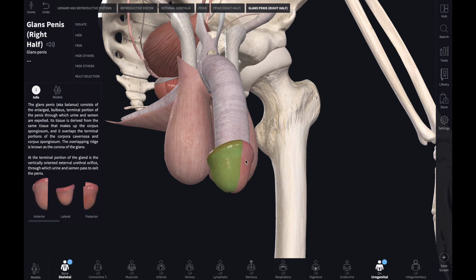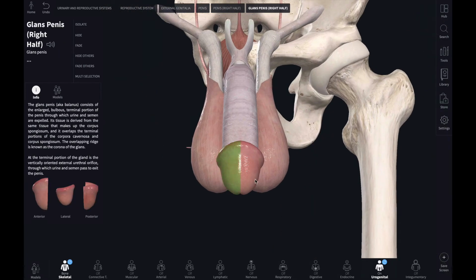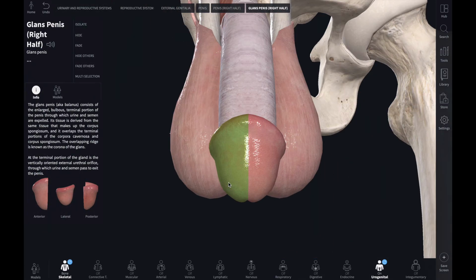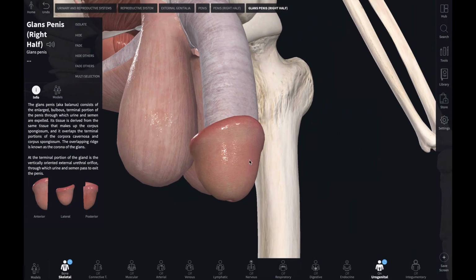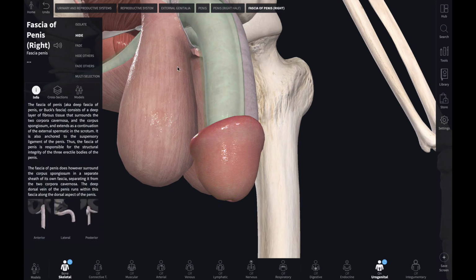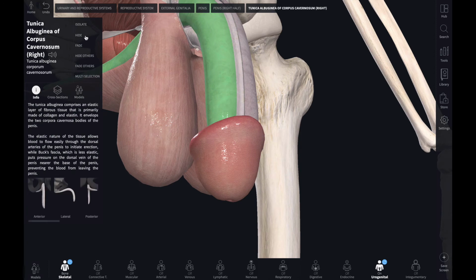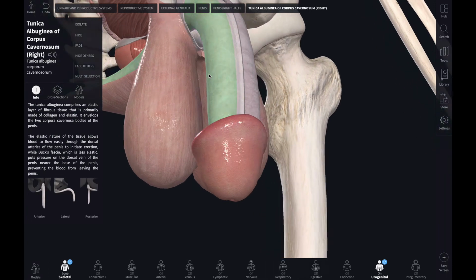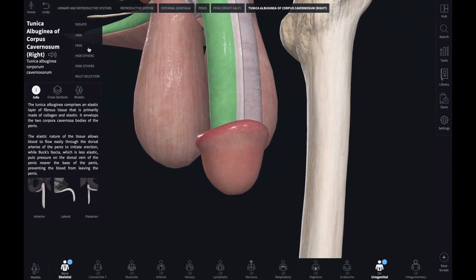Okay, this tip is called the glans penis, which is compared to the clitoris in the female. This is having lots of nerve endings, that is the pudendal nerve endings, and that is a very sensitive structure. If you remove the fascia of the penile shaft, you have the tunica albuginea of the corpora cavernosa. This is nothing but a cylindrical body.